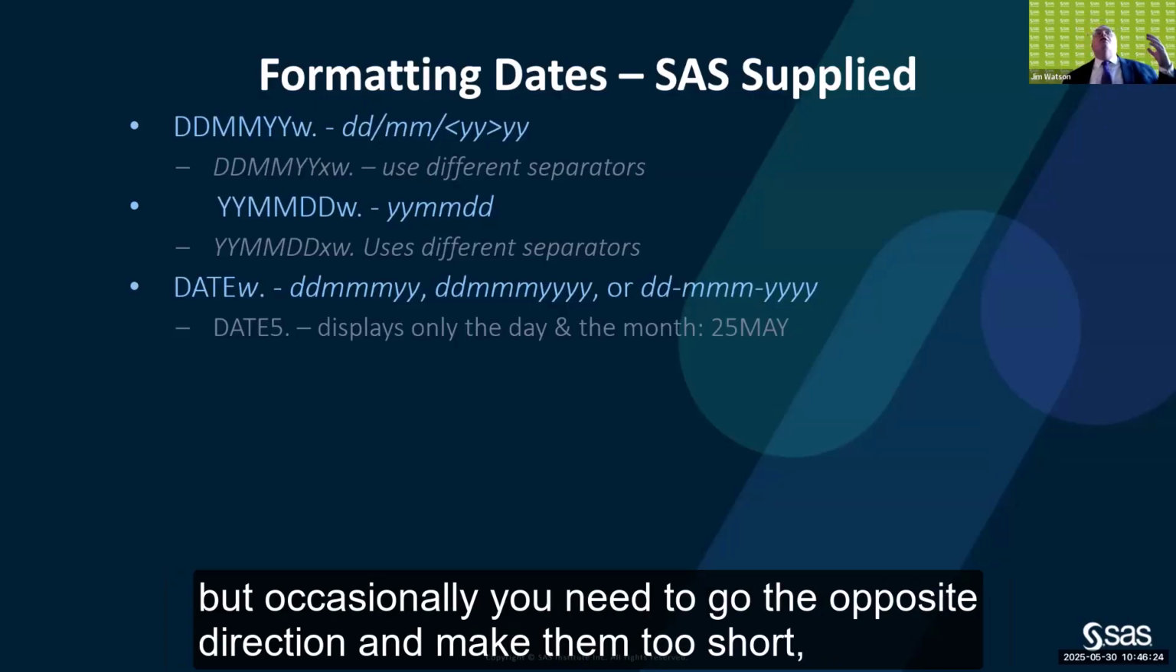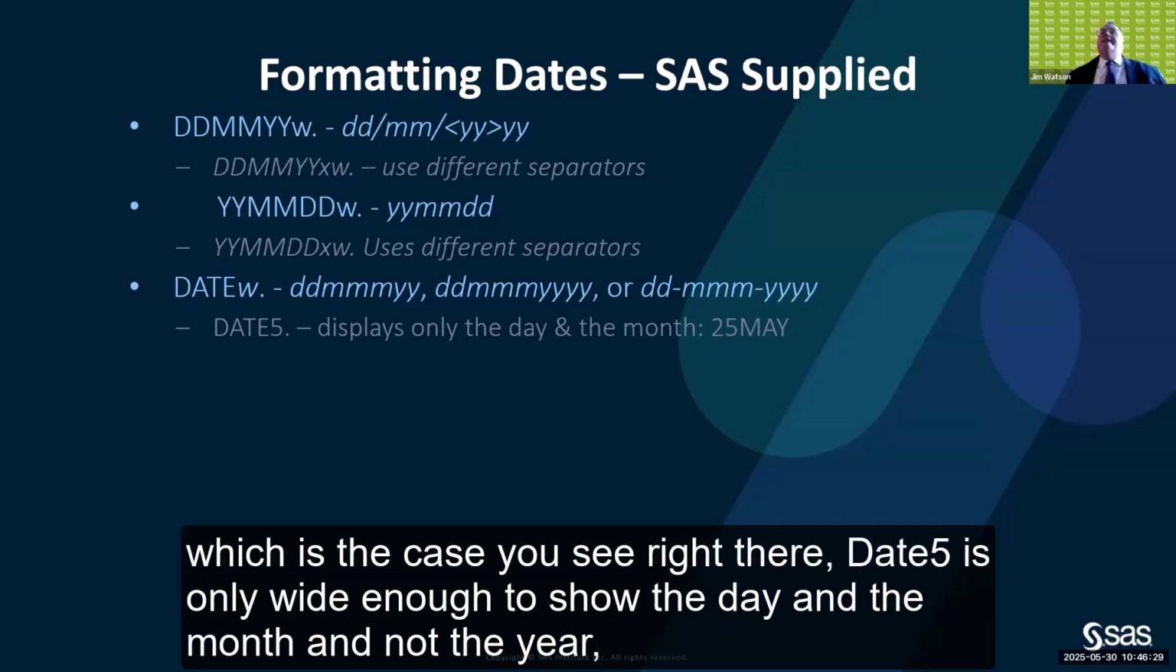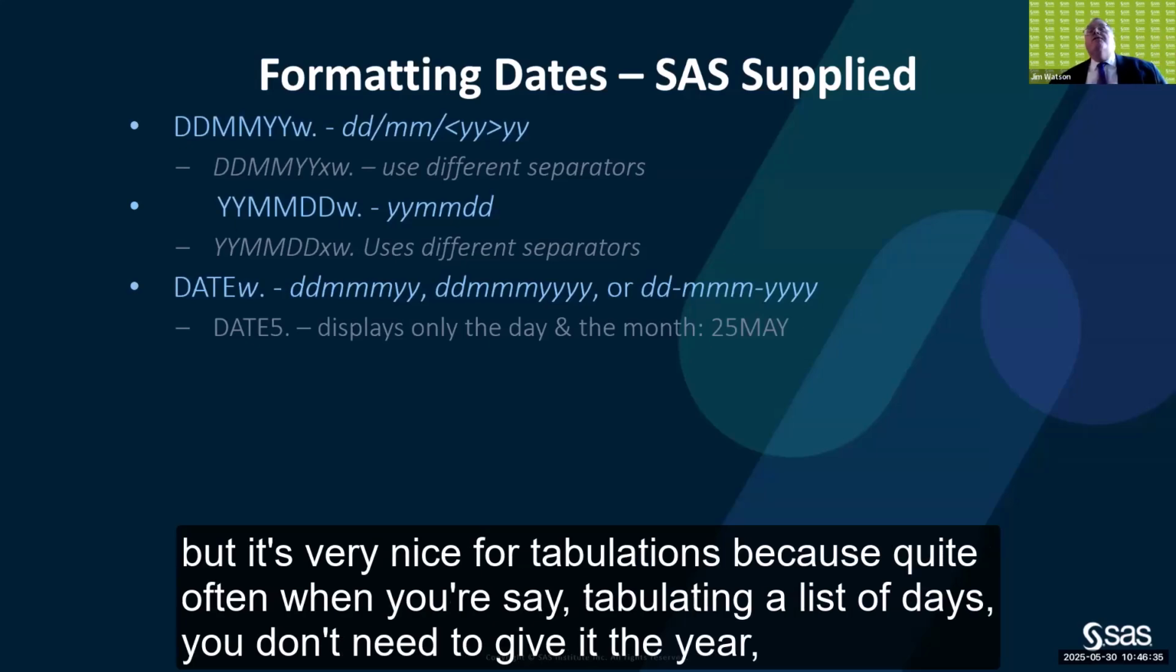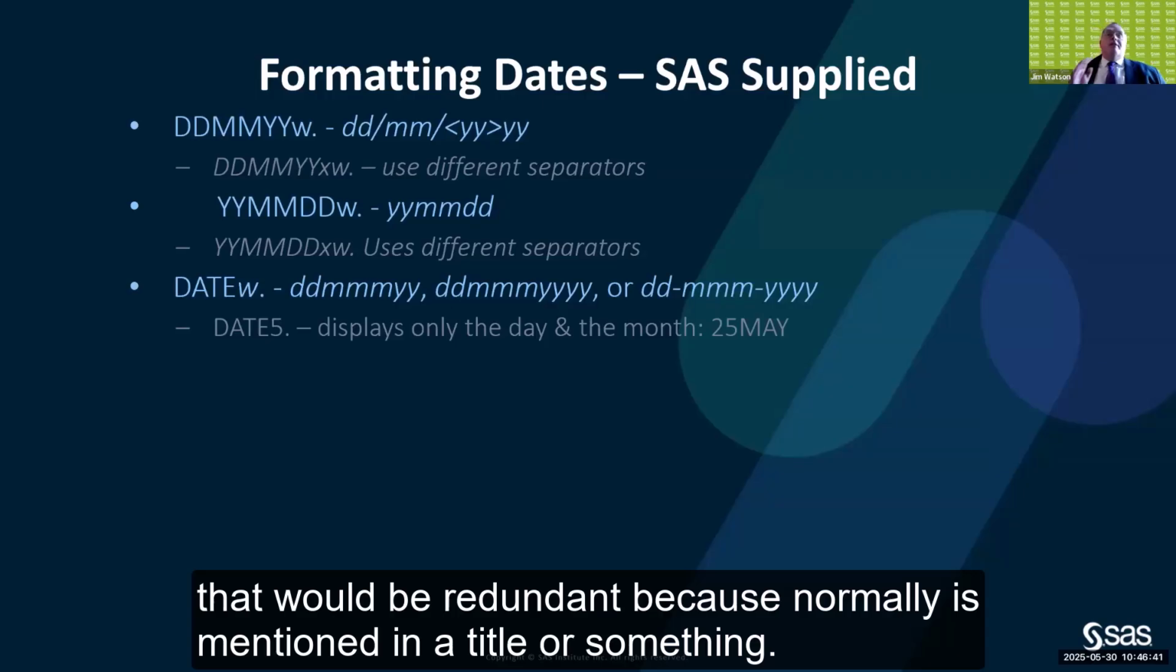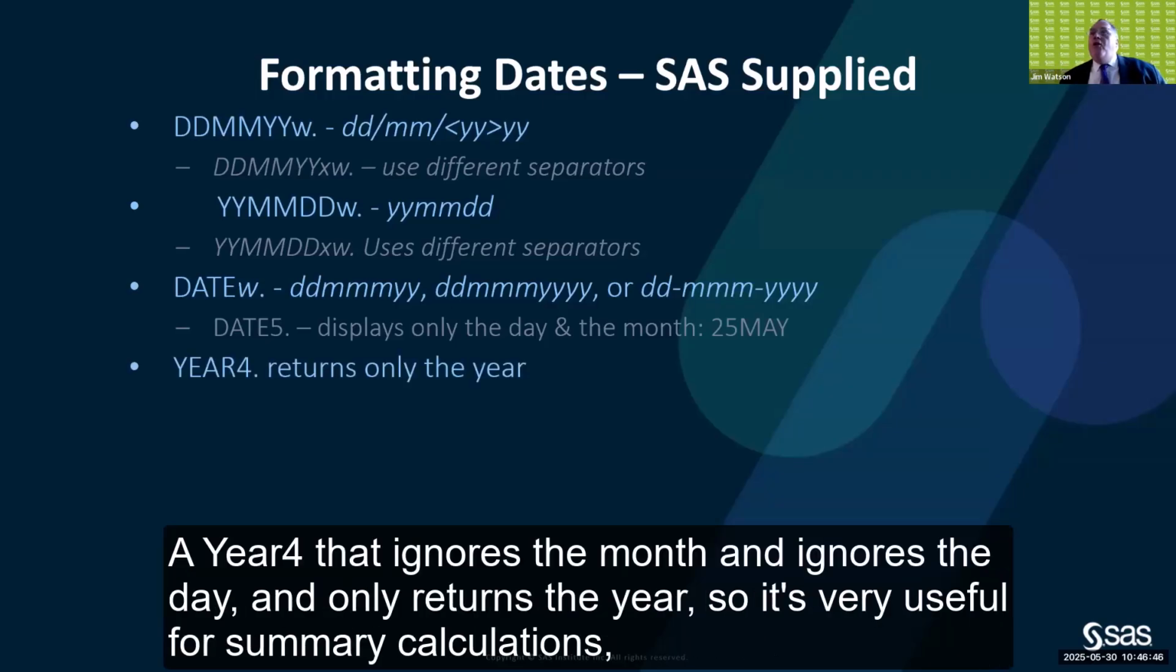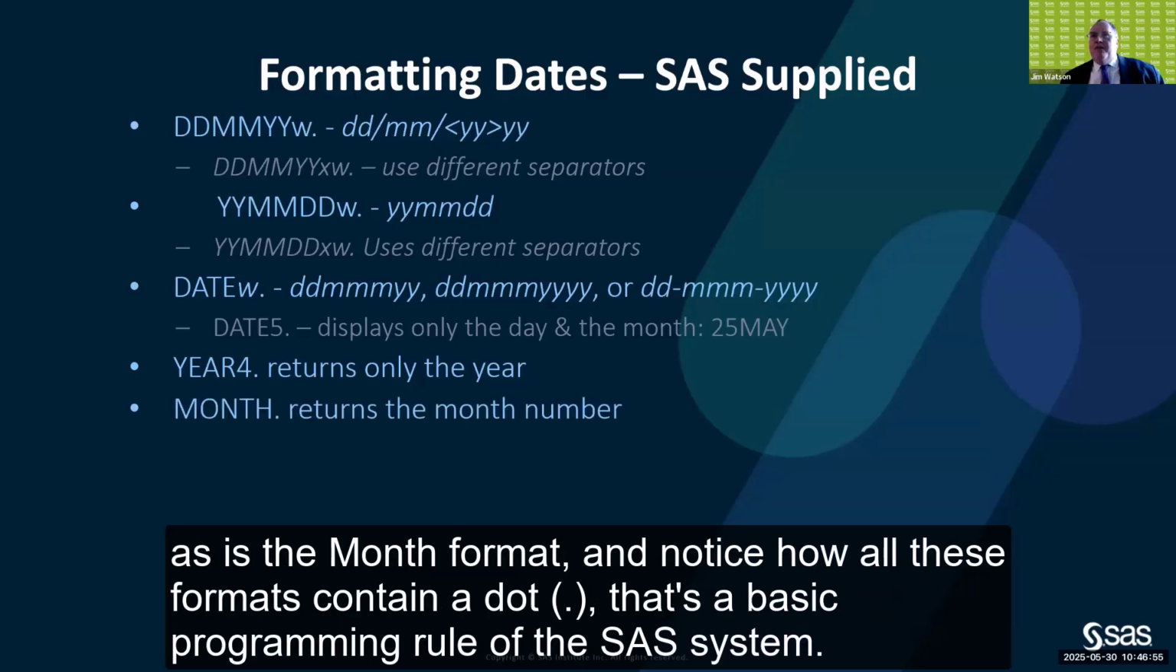But occasionally you need to go the opposite direction and make them too short, which is the case you see right there. DATE5 is only wide enough to show the day and the month and not the year. But it's very nice for tabulations, because quite often when you're, say, tabulating a list of days, you don't need to give it the year. That would be redundant because normally it's mentioned in a title or something. YEAR4 ignores the month and ignores the day and only returns the year. So that's very useful for summary calculations, as is the MONTH format.